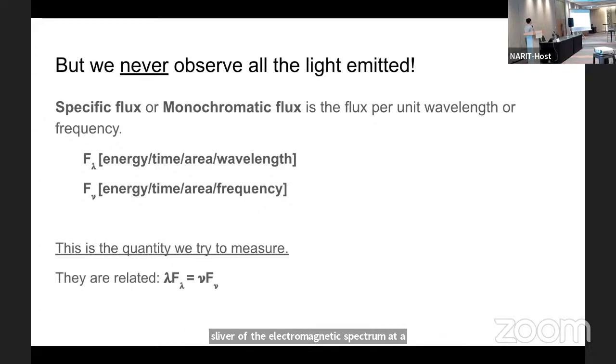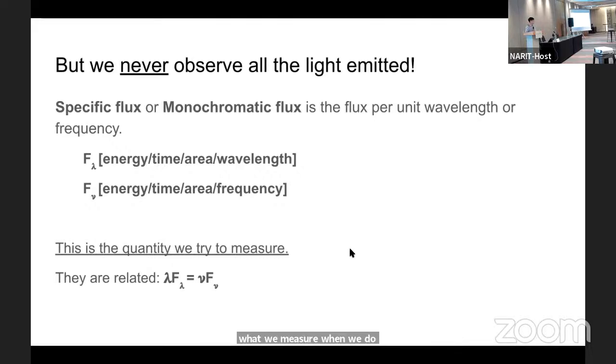Because of that, we have to make some kind of quantity that reflects this unfortunate nature that we simply do not know everything. And this is why we measure something called specific flux or monochromatic flux. This is the flux measurement that is also per unit wavelength or per unit frequency. When you have this quantity, you can measure it at every single small bin of wavelength. And this is really what we measure when we do photometry.